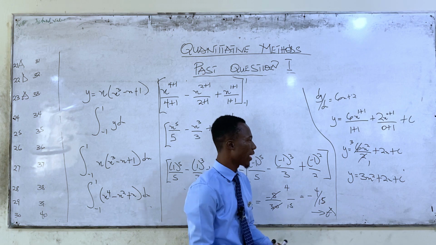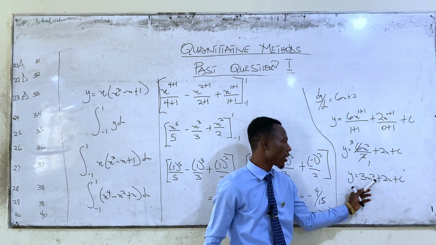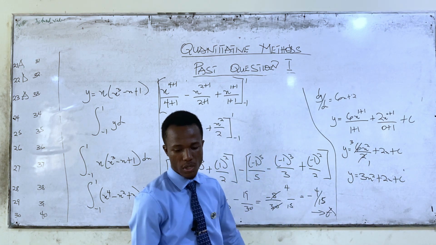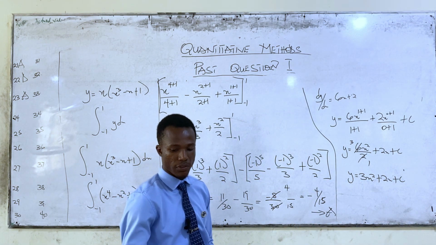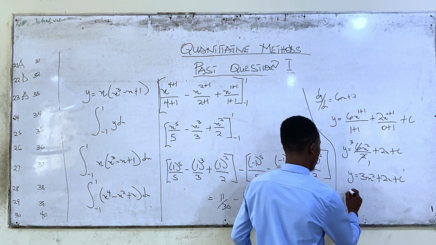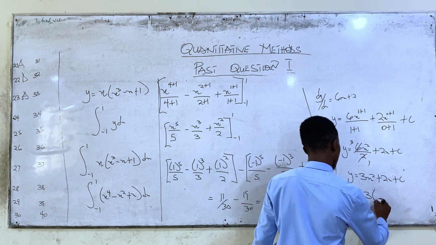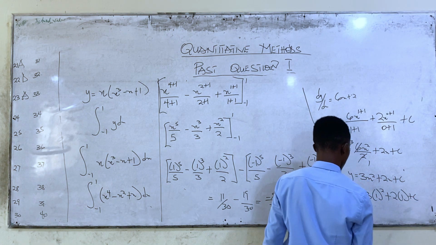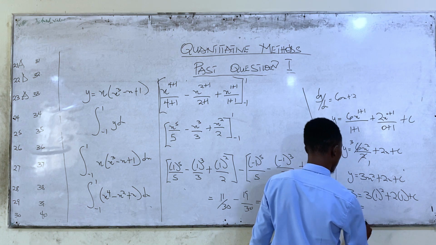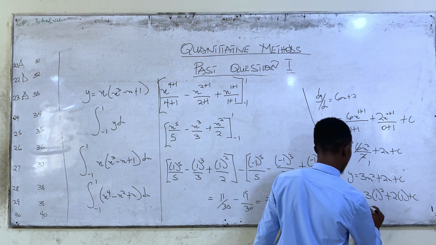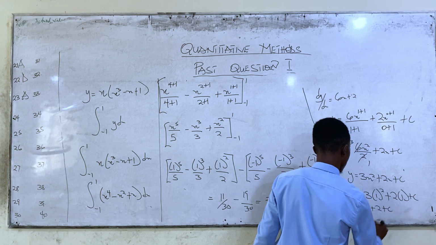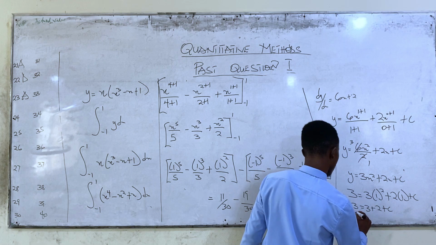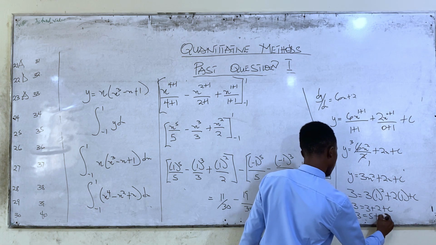Now the value of x and y has been given, right? They have given us x and y. So all that we need to do is what? To substitute and find c. Okay, so y was given to us as 3 and x as 1. So we say 3 equals 3 times 1 squared plus 2 times 1 plus c. So you get 3 equal to 3 plus 2 plus c. So we have here to be 5, right? So 3 equal to 5 plus c.